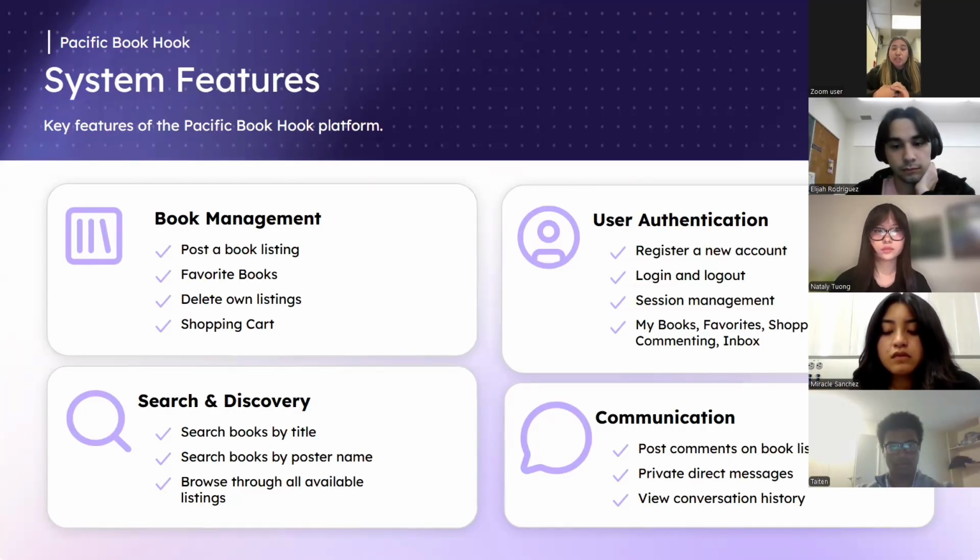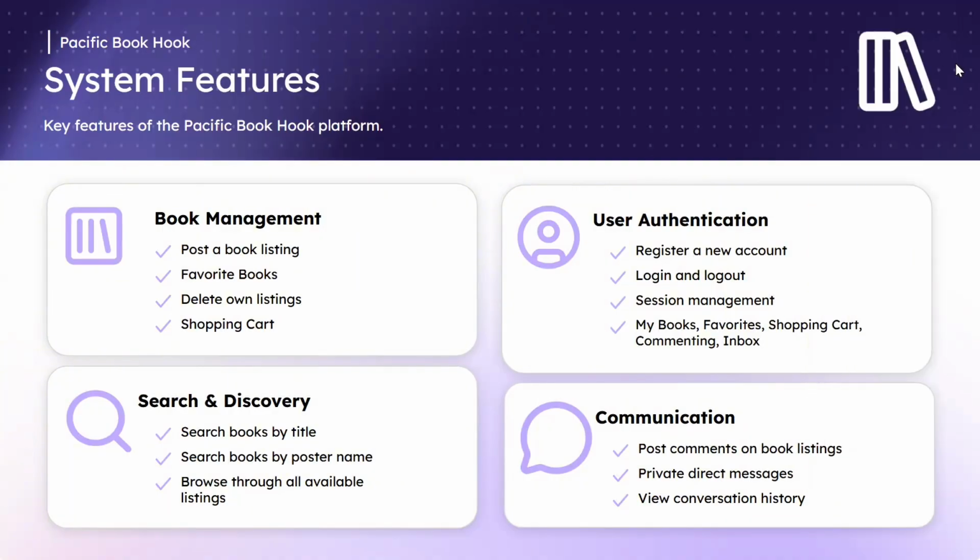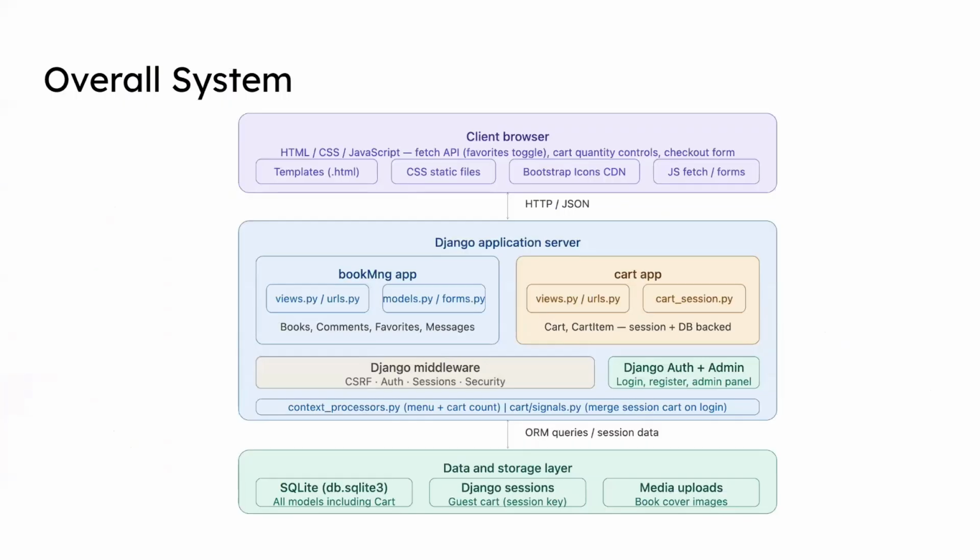Moving on to search and discovery. Users can search for books by title, by the person who posted them, or even by the author, and browse all available listings. Lastly, our communication. Users can leave comments on books and send private messages to other users, which is a pretty good feature because of reviews and things like that. Overall, these features allow our users to interact, share, and communicate within our platform.